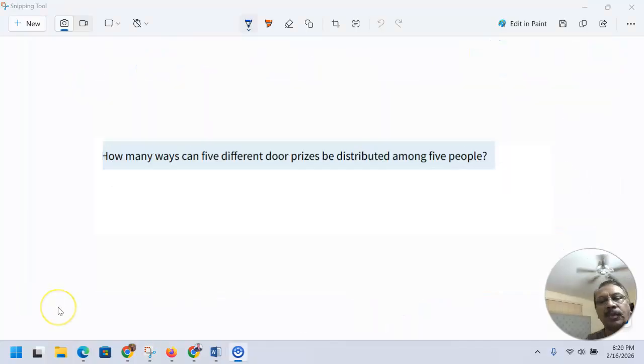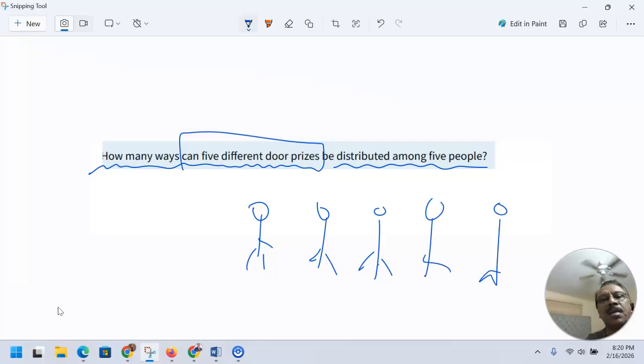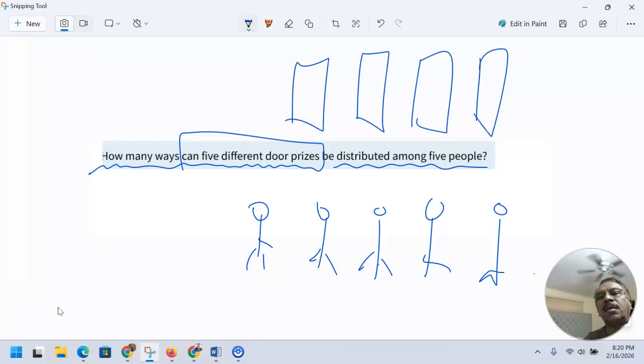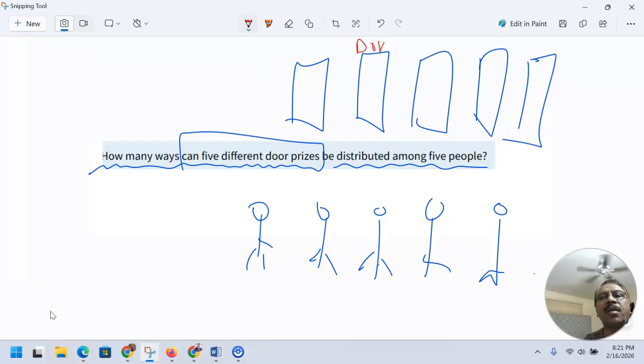Let me show you the next example. It says, how many ways can 5 different door prizes be distributed among 5 people? So let's see, these are 5 people, right? And these are 5 door prizes, right? So door prizes one, two, three, four.